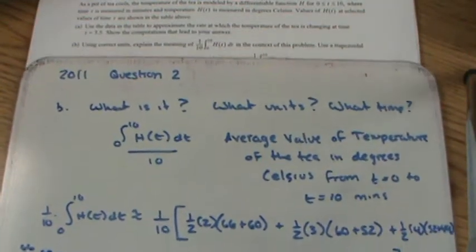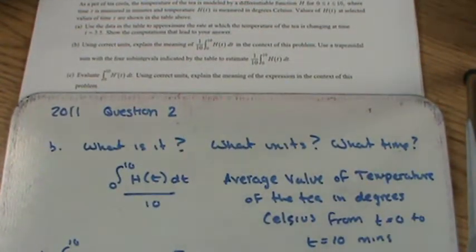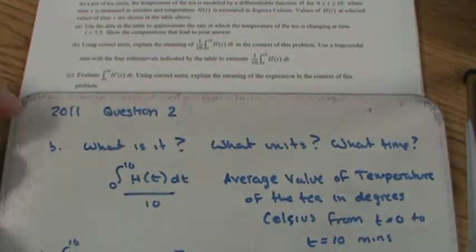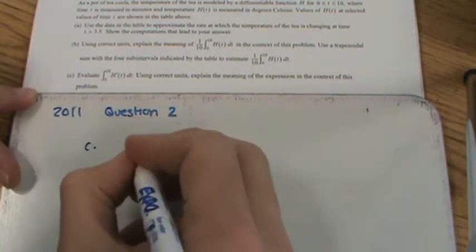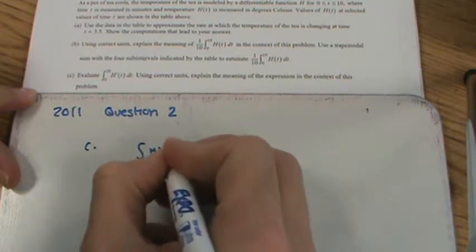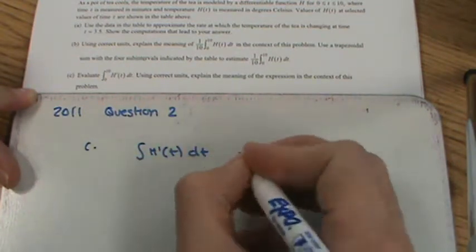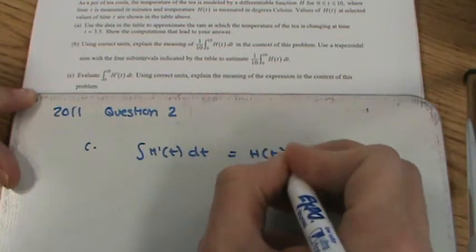Perfect. All right, let's take a look at C here. Evaluate the integral of 0 to 10 of h prime of t. Using correct units, explain the meaning of the expression in the context of the problem. Now, we don't actually have a formula for h prime of t, but remember, if you're integrating h prime of t, that just gives you h of t.